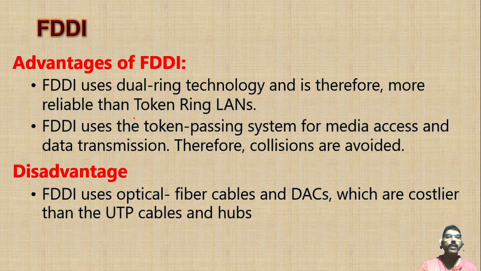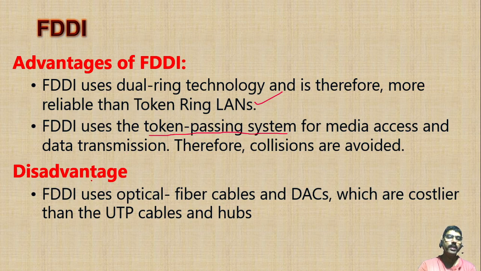Now some of the advantages of FDDI. FDDI uses dual ring technology and is therefore more reliable than token ring LANs. If any one ring fails or any link fails, by using another ring it will create a new ring. So it's more reliable. FDDI uses a token passing system, so media access or data transmission is also collision free. There is no collision when you are transmitting the data.